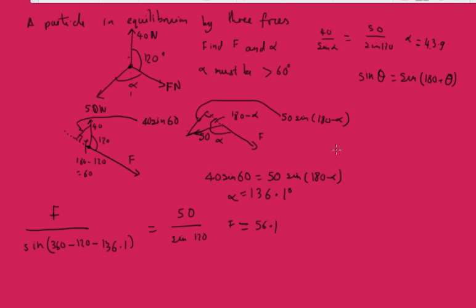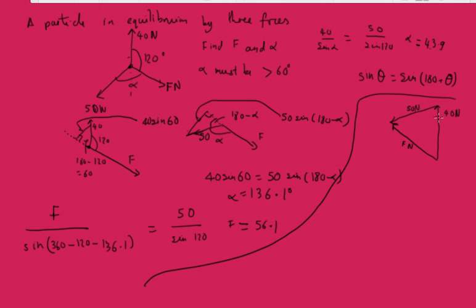Now there's another method you can use. We can also use the triangle of forces. I'm going to try and squeeze it in over here. So let's redraw the diagram as a triangle. We'll keep our 40 newtons up here, and now we will move our F newtons along so it comes out here. This is our F newtons, and we will move our 50 up, so it starts here and it comes down here.